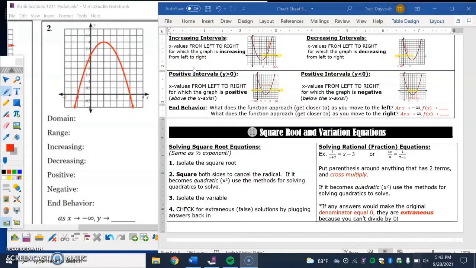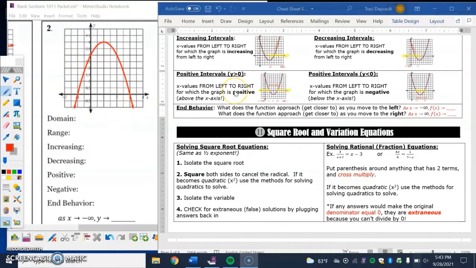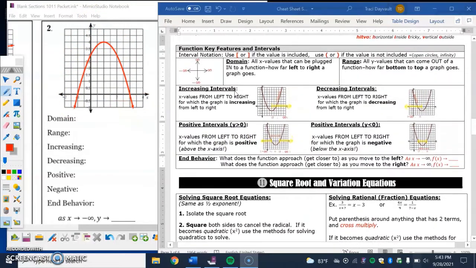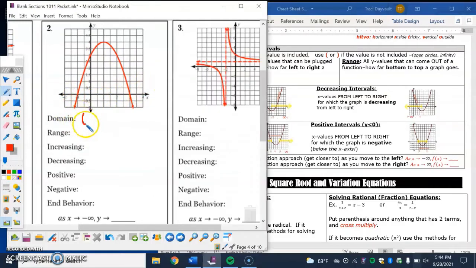Let's look at this next example. In my opinion, parabolas and quadratics are easier to see these intervals. The domain and range we've had some practice with already. The domain is how far the graph goes from left to right, and we know that quadratic functions, parabolas, always go forever to the left and forever to the right.